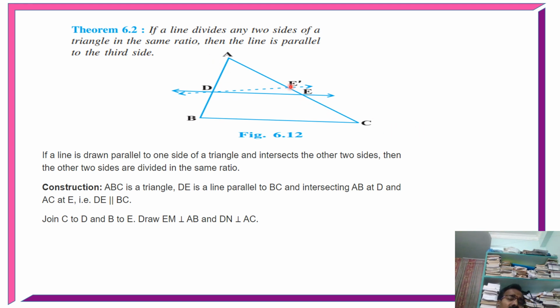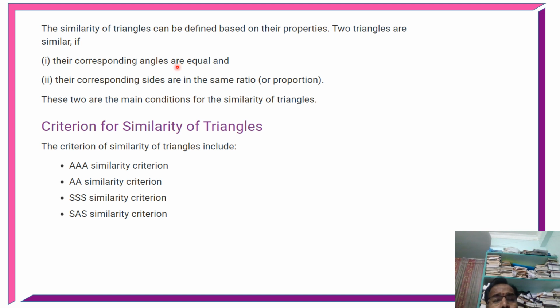But here, unless E dash and E coincide, AD by DB is never equal to AE dash by E dash C, AE by EC. So E dash and E coincide with each other, so DE is parallel to BC. So, to prove the converse of Thales theorem, we'll use Thales theorem also. Next, again, the similarity of triangles can be defined based on these properties.